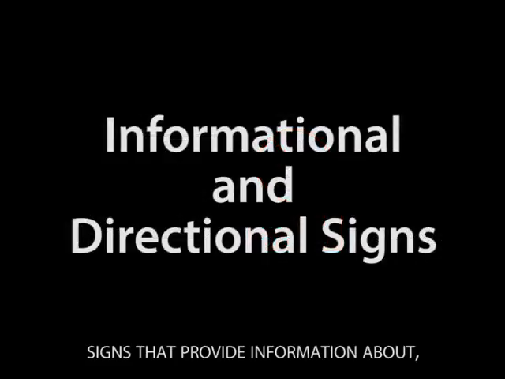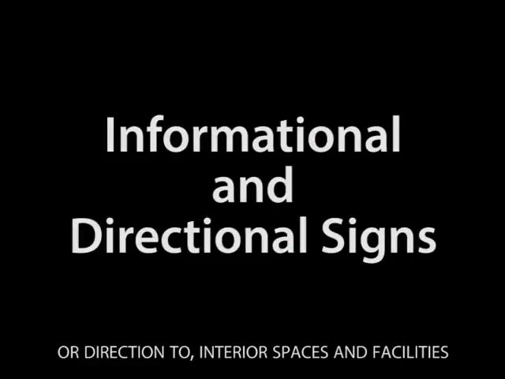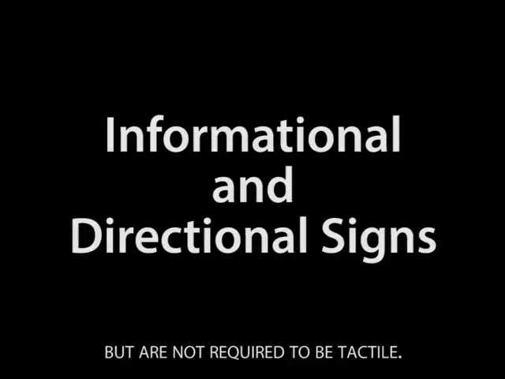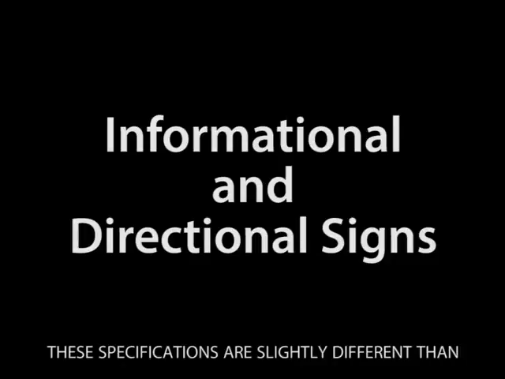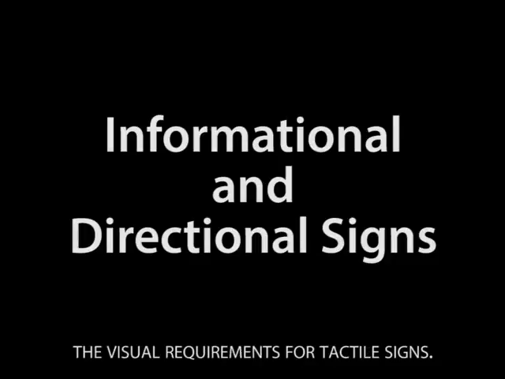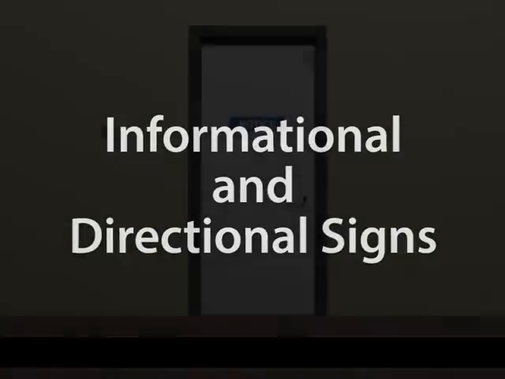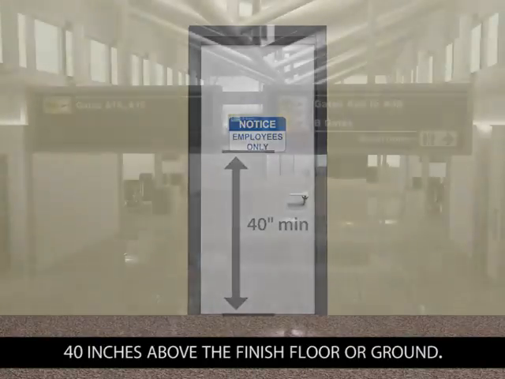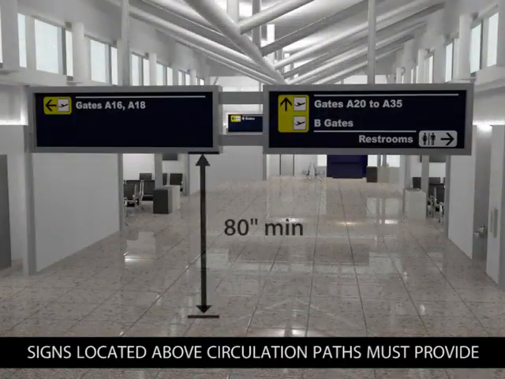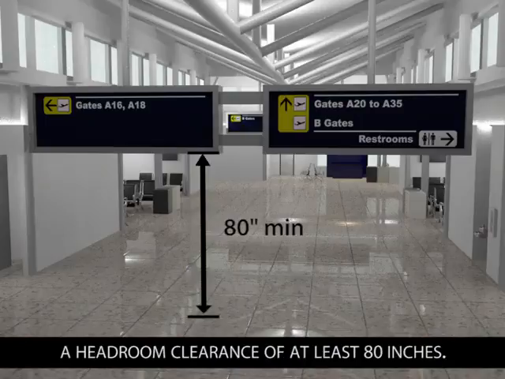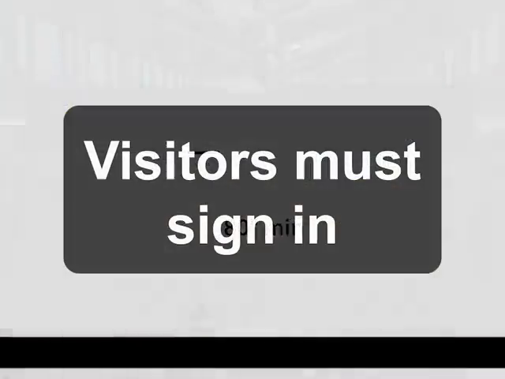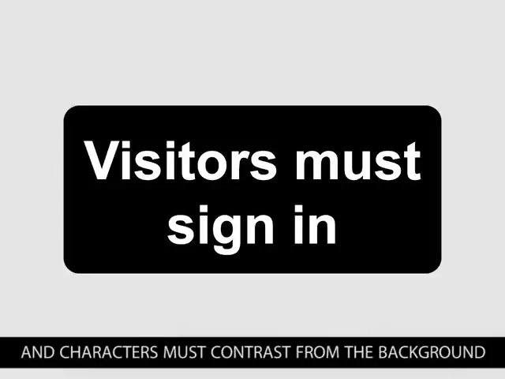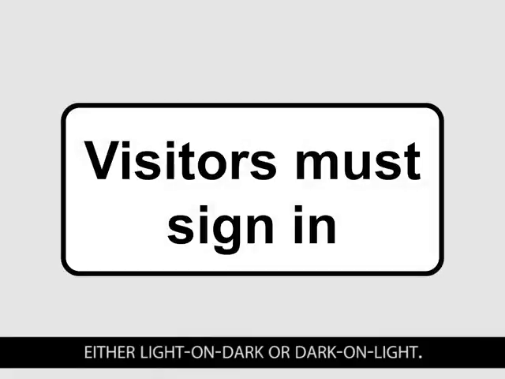Signs that provide information about or direction to interior spaces and facilities must meet requirements for visual access but are not required to be tactile. These specifications are slightly different than the visual requirements for tactile signs. The baseline of visual characters must be at least 40 inches above the finished floor or ground. Signs located above circulation paths must provide a headroom clearance of at least 80 inches. A non-glare finish is required, and characters must contrast from the background, either light on dark or dark on light.